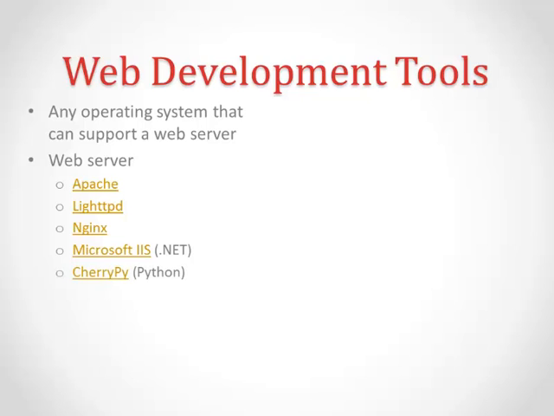There's Cherry Pie, which if you're going to use Python as your language, Cherry Pie is a good web server. It's used by a lot of people that do Python. Then there's Tomcat. Here's Java again. Tomcat runs a special type of Java and was written in Java. So if you're a Java person, that might be a way to go.